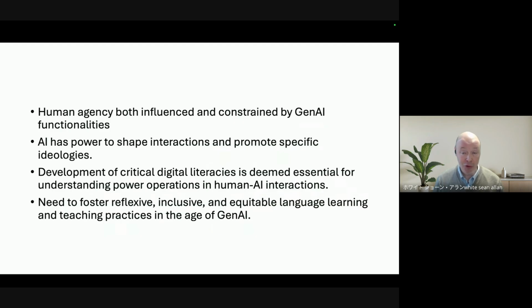Of course, we do have a degree of control and agency, but the content that AI generates is based on a body of data that it's been trained on. It is not completely novel, right? It is a combination of what it's been trained on. As a result, it does tend to promote specific ideologies, certain ways of thinking and seeing the world, right? So the author argues that developing critical literacies is essential for understanding power operations in human-AI interactions, and proposes in this particular paper the need for reflexive, inclusive, equitable language learning and teaching practices.